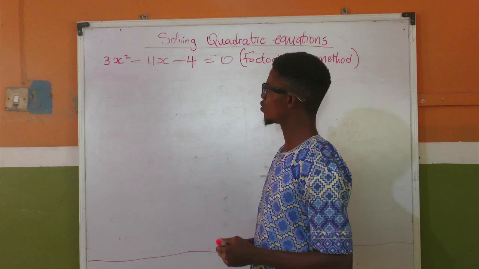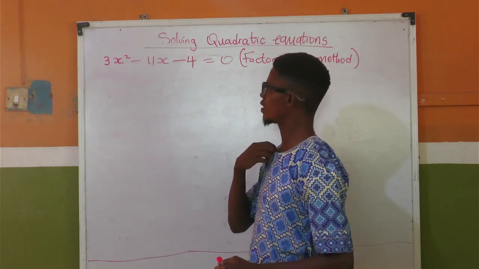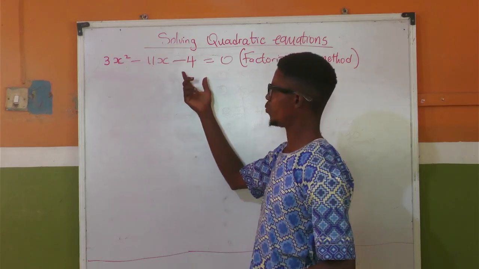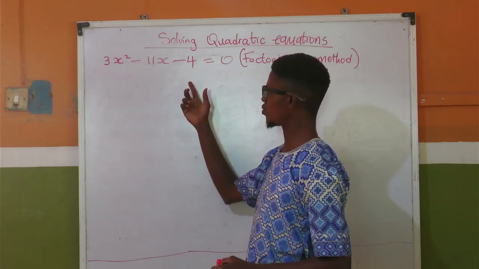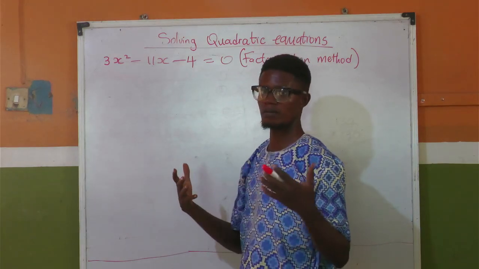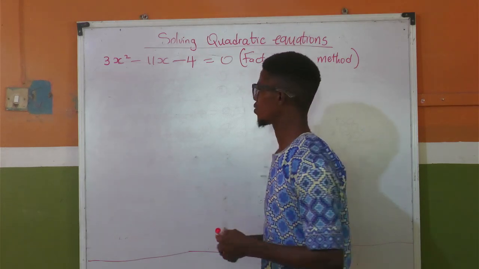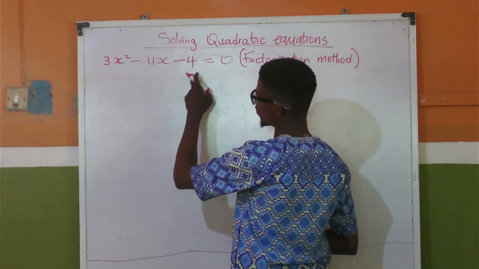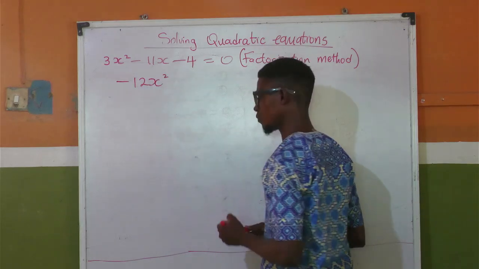Now, the first thing you have to do is to multiply the first term by the third term. You can see here that the first term is 3x squared, and our third term is minus 4. Are you getting me now? So it's not just the figure you are particular about, you take note of the signs that accompany the expression. So if you multiply 3x squared by minus 4, you have minus 12x squared.